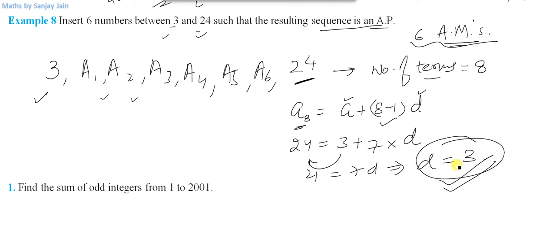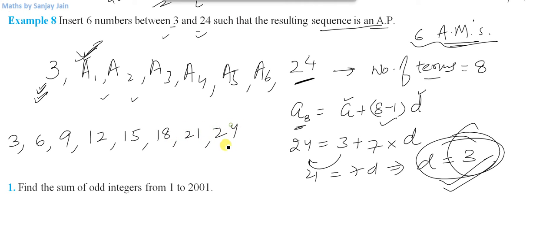Once you have found D, you can easily find the numbers A1, A2, because I just have to add D to the first term to obtain A1. So 3, then I'll add D to obtain A1. So it is 6. Next 9, 12, 15, 18, 21 and 24. So these are the 6 numbers that I have inserted between 3 and 24, and the resulting sequence you can see is an AP. Okay, so this is how we can do these questions.